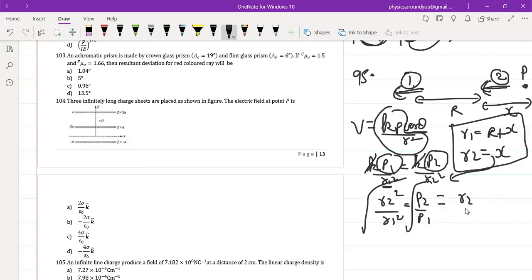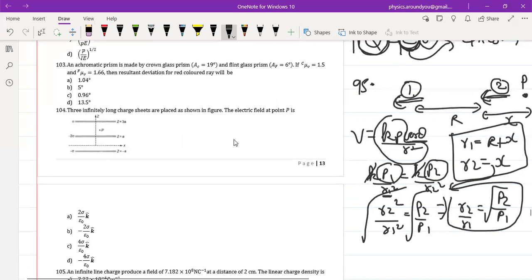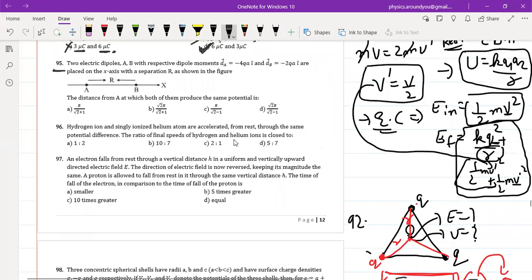R2 by R1 is equal to square root of P2 by P1. Instead of dealing with a quadratic equation, you will deal with a linear equation, which saves a lot of time and effort. So this is the approach for the 95th question. Potential due to both dipoles at point P is the same. That is question number 95.